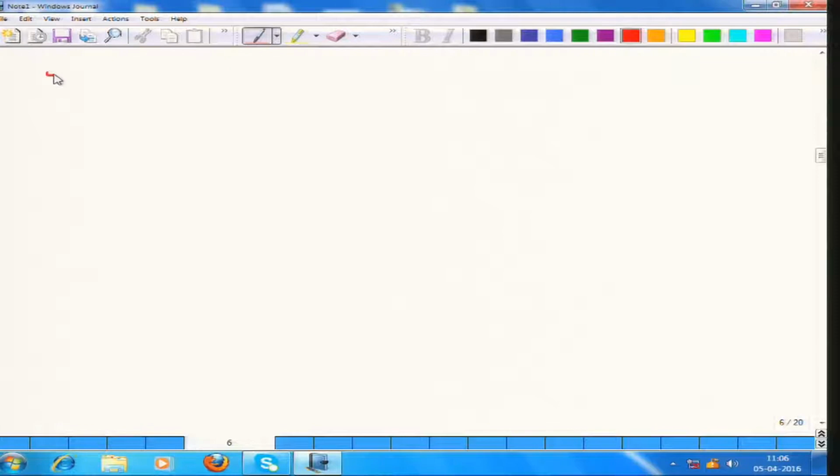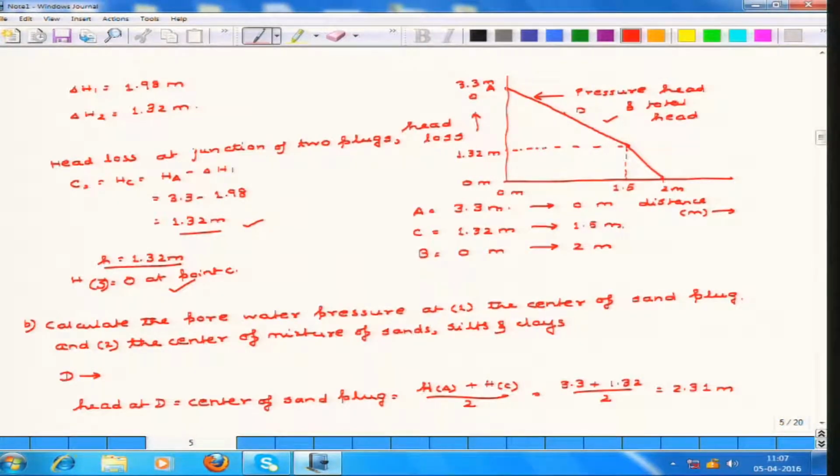If you find out the head at D, then finding out the pore pressure at D is very easy. So, 2.31 meter into the unit weight of water. This is equivalent to 2.31 meter into 9.807 kilonewton per meter cube, so it is equivalent to 22.6 kPa. So, we have found out the pore water pressure at the center of the sand plug.